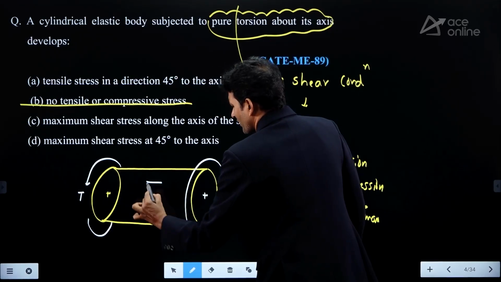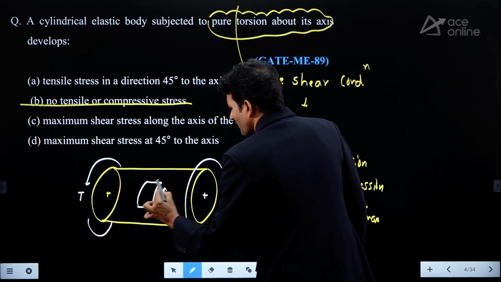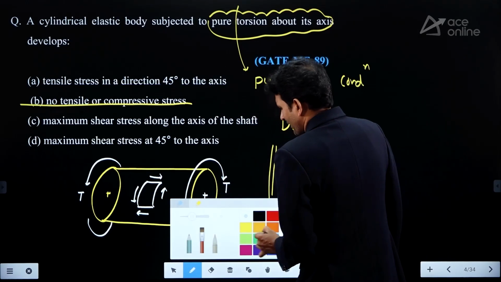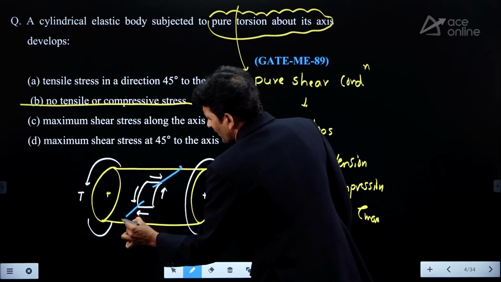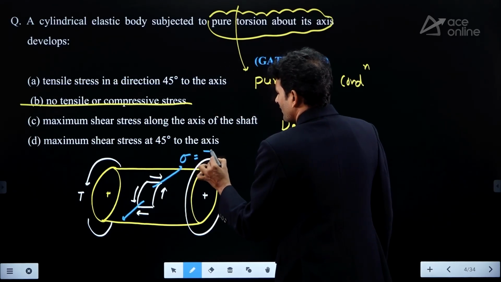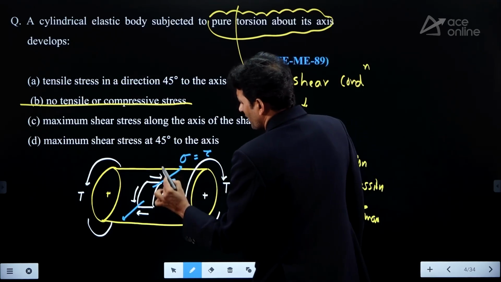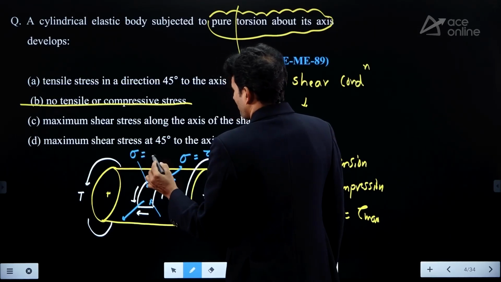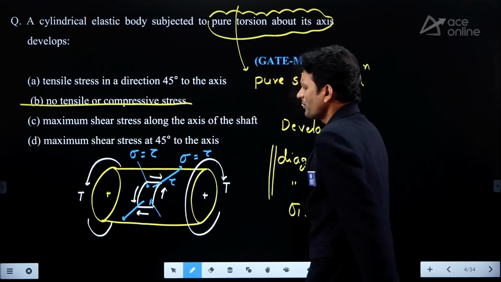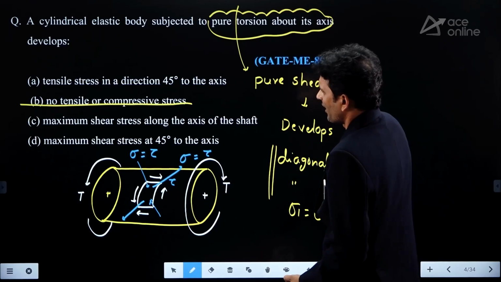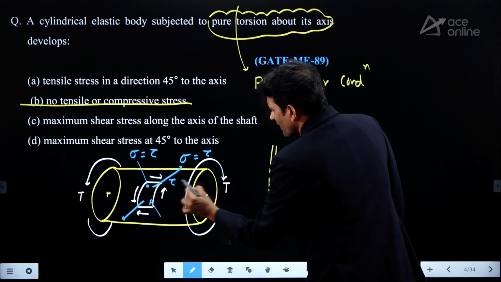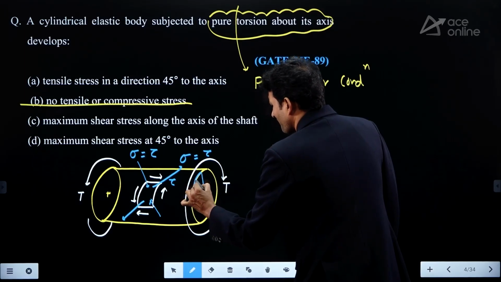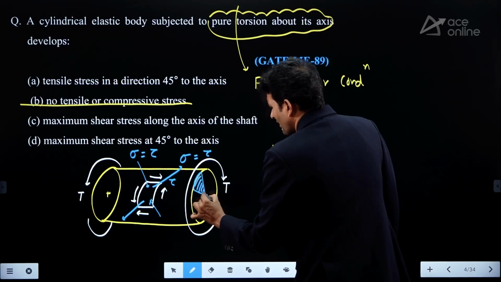If I represent the state of stress for this condition, this is the state of stress. We are observing along this diagonal, tension develops with tau, because this is tau maximum. Along this diagonal, compression develops, but the magnitude is the same. Both are the same, right? Now, if I take the shear stress distribution, here we have maximum shear, and at the center it is 0.